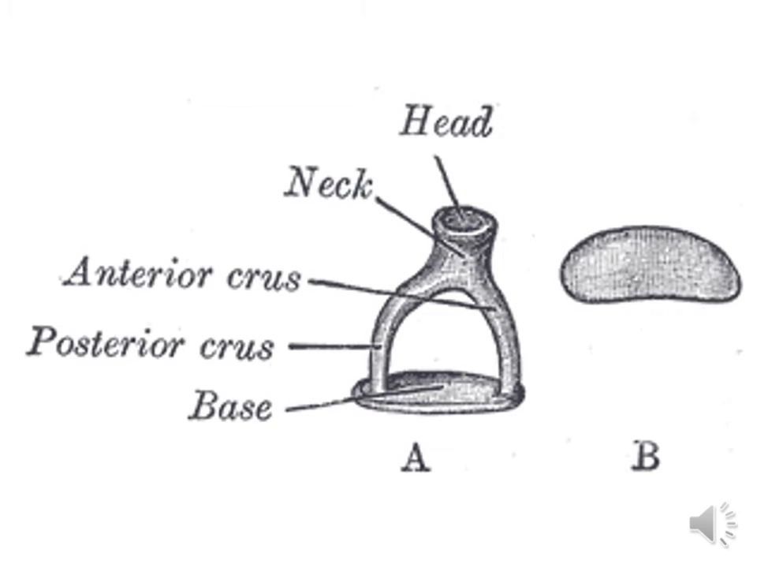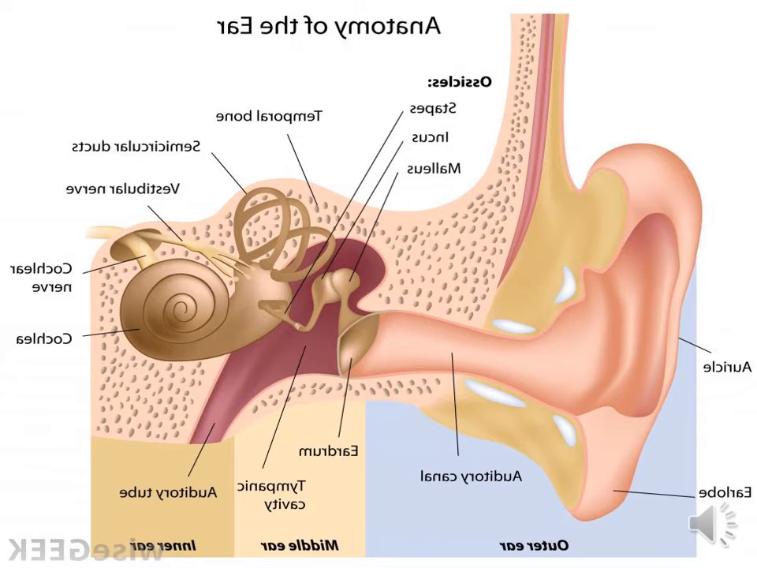This figure shows the stapes, which has the head upward and then the neck, and there are two processes called the anterior process and the posterior process. The oval-shaped part is the base, which sits within the window of the inner ear, the oval window. This figure shows the arrangement of the three bones, incus, malleus, and stapes, within the middle ear.